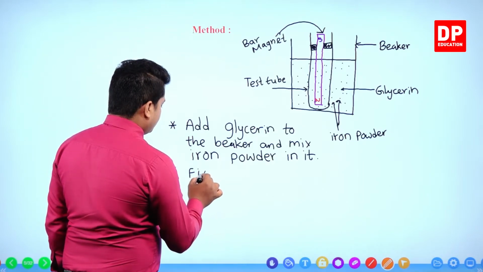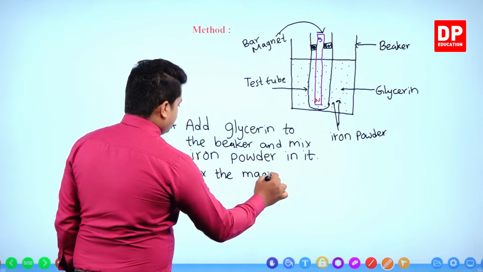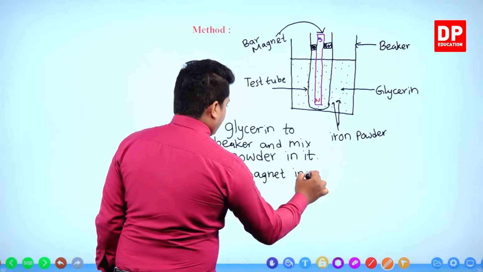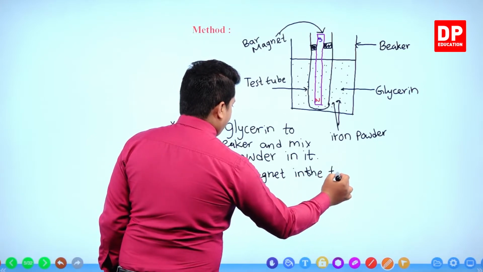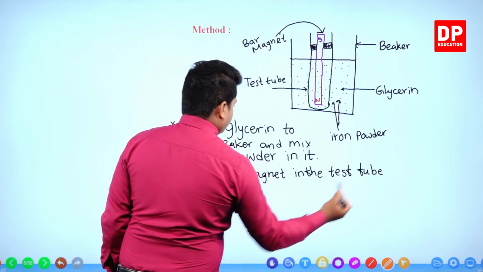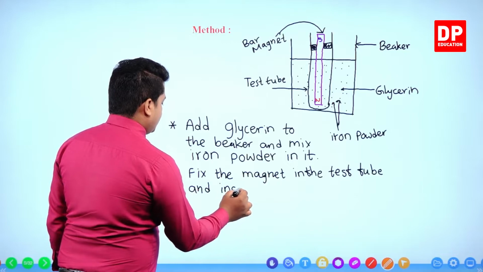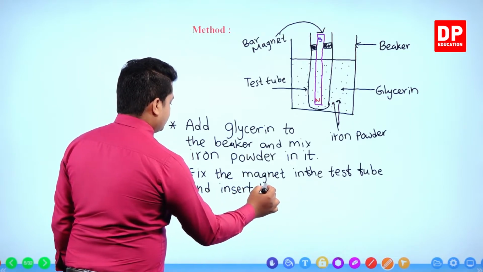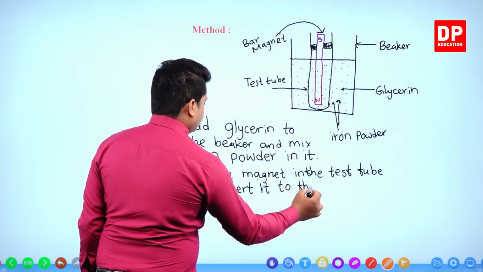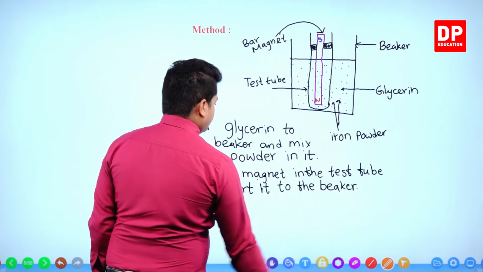Fix the magnet in the test tube and insert it to the beaker.